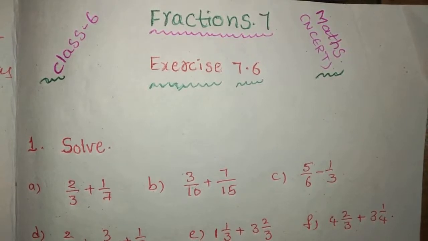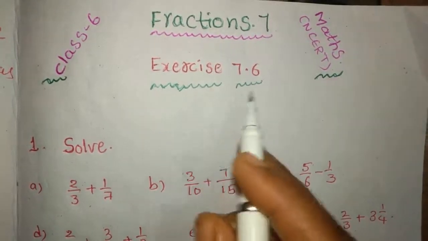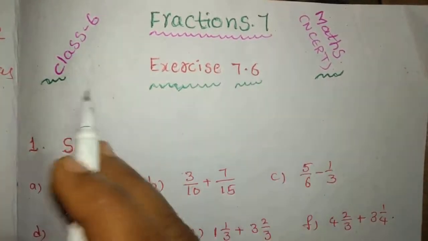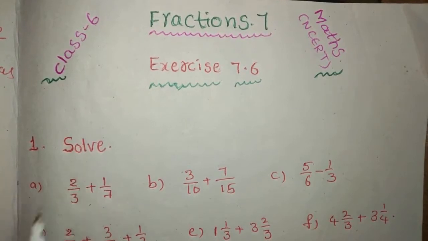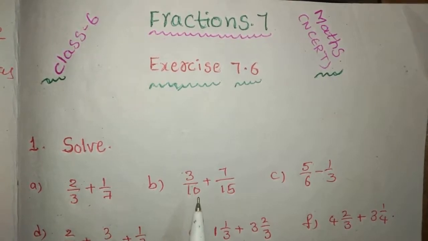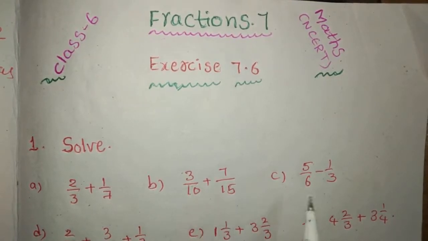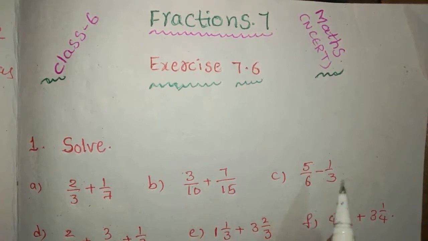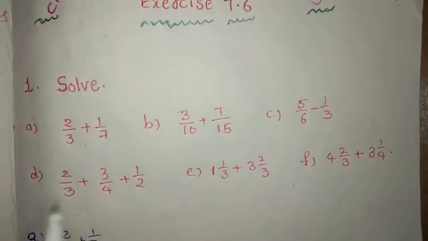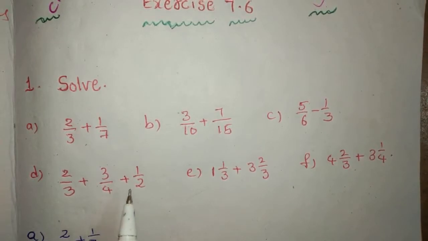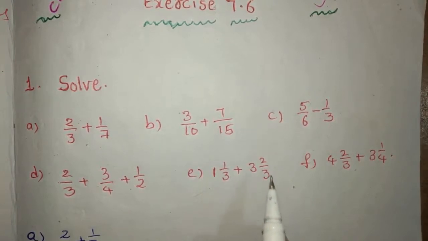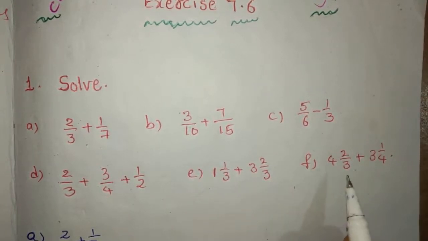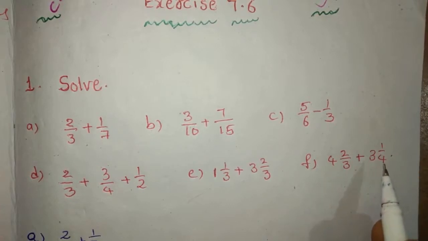Now we are going to learn about exercise 7.6 fractions, class 6. Now let us see the first question. Solve: A, 2 by 3 plus 1 by 7. B, 3 by 10 plus 7 by 15. C, 5 by 6 minus 1 by 3. D, 2 by 3 plus 3 by 4 plus 1 by 2. E, 1 by 3 plus 3 2 by 3. F, 4 2 by 3 plus 3 1 by 4.